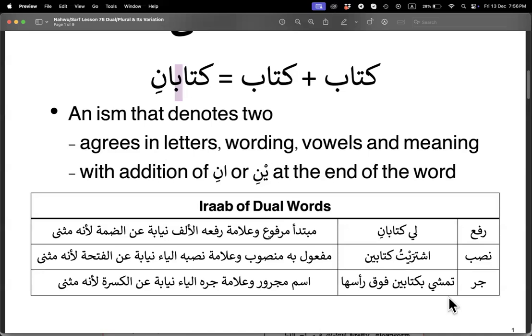Tamshi bikitabaini fawqa ra'siha. Okay. So tamshi, what kind of word? Yeah, tamshi is a fail mudare. Okay, who's our pronoun? Pronoun is, I think it should be anta. Anta or actually anta or hiya.